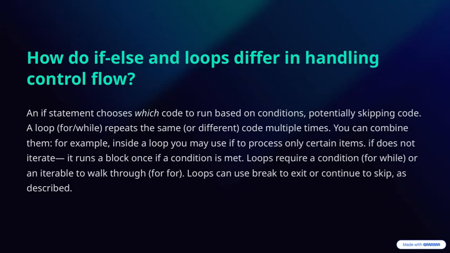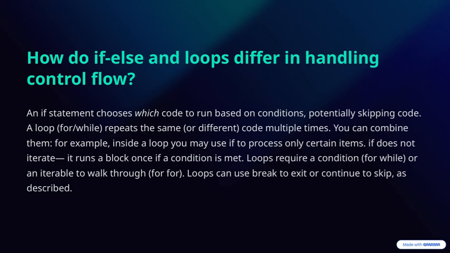So let's dive into how if statements and loops differ when it comes to control flow. An if statement is like a decision maker. It looks at a condition, and if that condition is true, it runs a block of code just once. If the condition isn't met, it skips that block altogether. It doesn't repeat, it just makes a choice based on the condition.